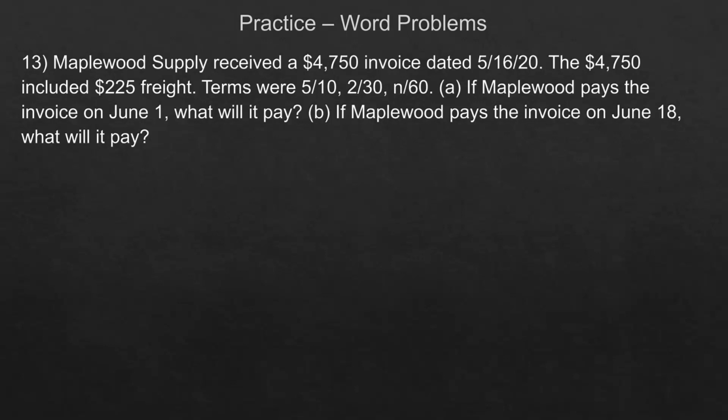Okay, so first we start by subtracting out the freight, because any calculating we do has to be done on the amount not including the freight. So we take the 4,750 and subtract 225, and that gives us 4,525. Okay. And then part A. So on part A, it says that we're going to find if they pay the invoice on June 1st, and the invoice was dated on May 16th.